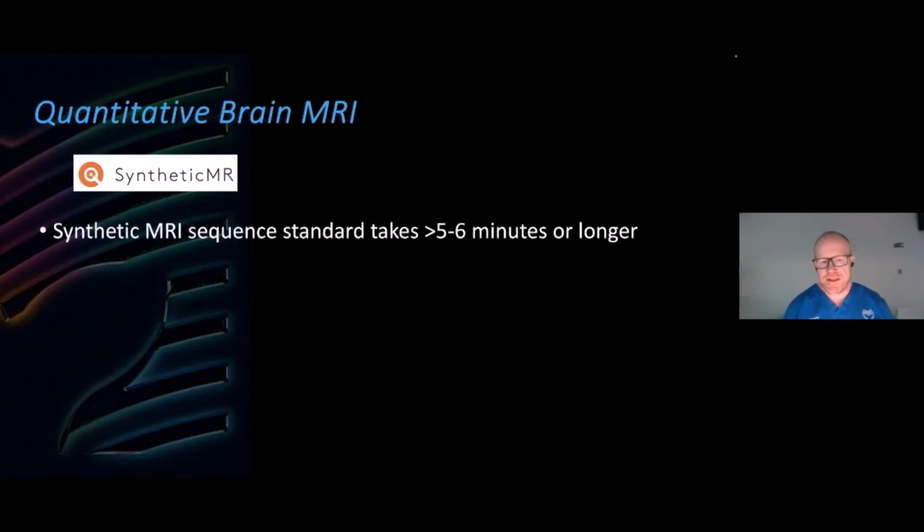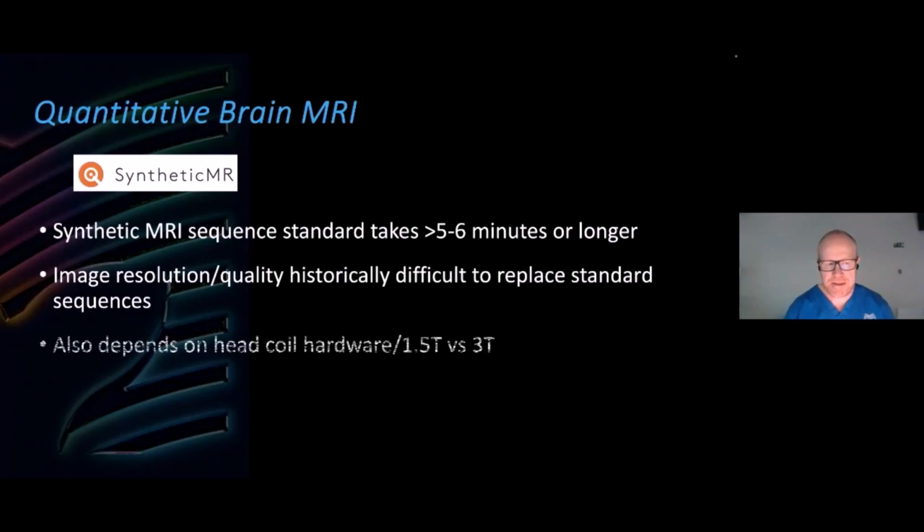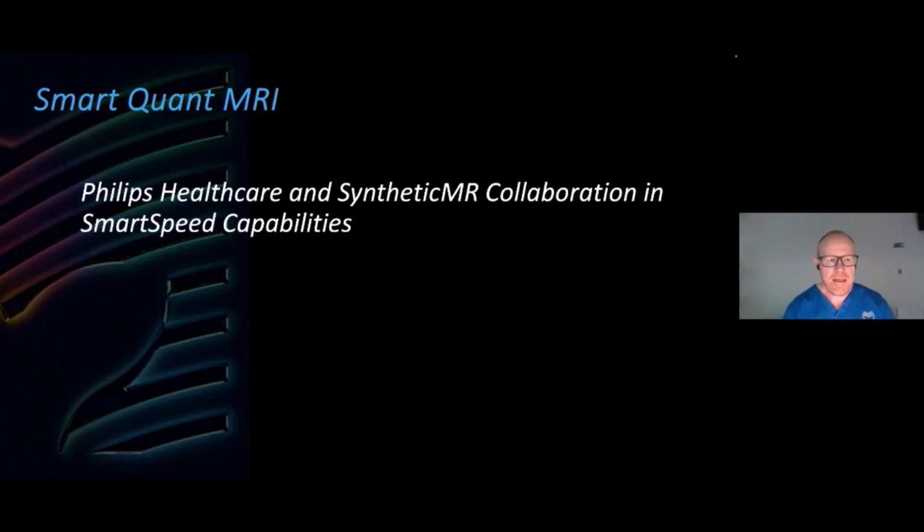So the synthetic MRI sequence routinely takes between 5 and 6 minutes or longer. The image resolution and quality is historically difficult to replace standard sequences. It also depends on the coil hardware and whether or not you have 1.5 versus 3T. Obviously, if you have a 32 channel head coil on a 3T system, you can make a much nicer go of it. So Philips Healthcare and SyntheticMR have a collaboration with SmartSpeed capabilities.